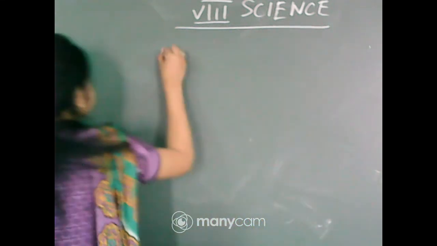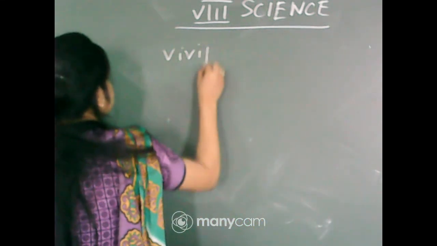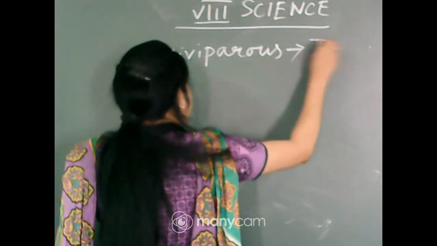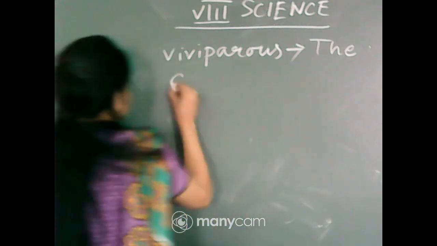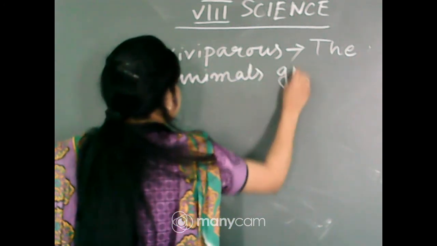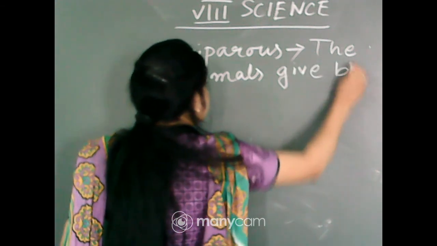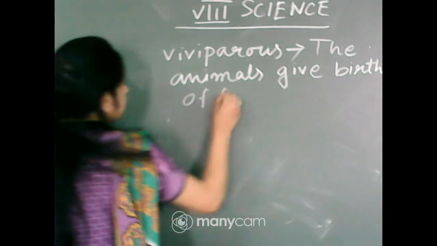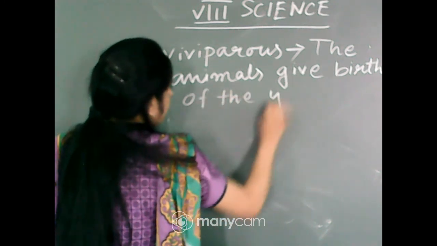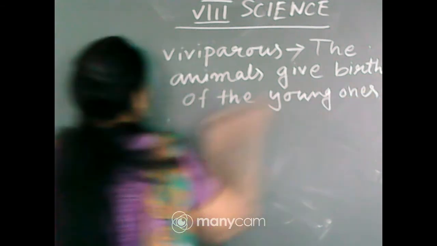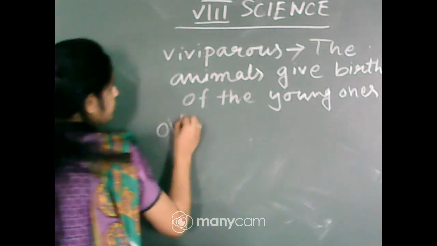Hen, frog, anything viviparous and oviparous. The animals that give birth to young ones are viviparous. And oviparous animals lay eggs.